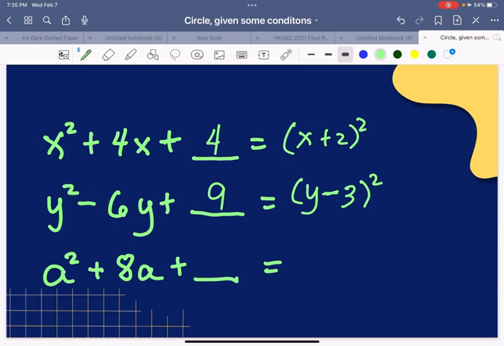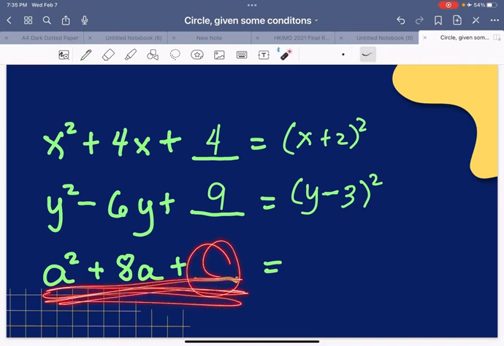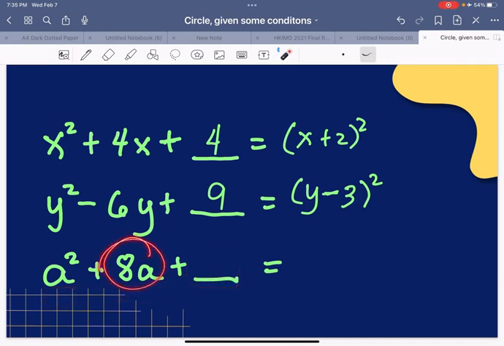Last, a squared plus 8a plus blank. Anong i-add natin dito sa blank para maging perfect square trinomial siya? So, i-divide lang natin yung middle term ng 2. 8 over 2. 8 divided by 2, that is 4. 4 squared or 4 times 4, that is 16. So, 16 ang i-add natin.